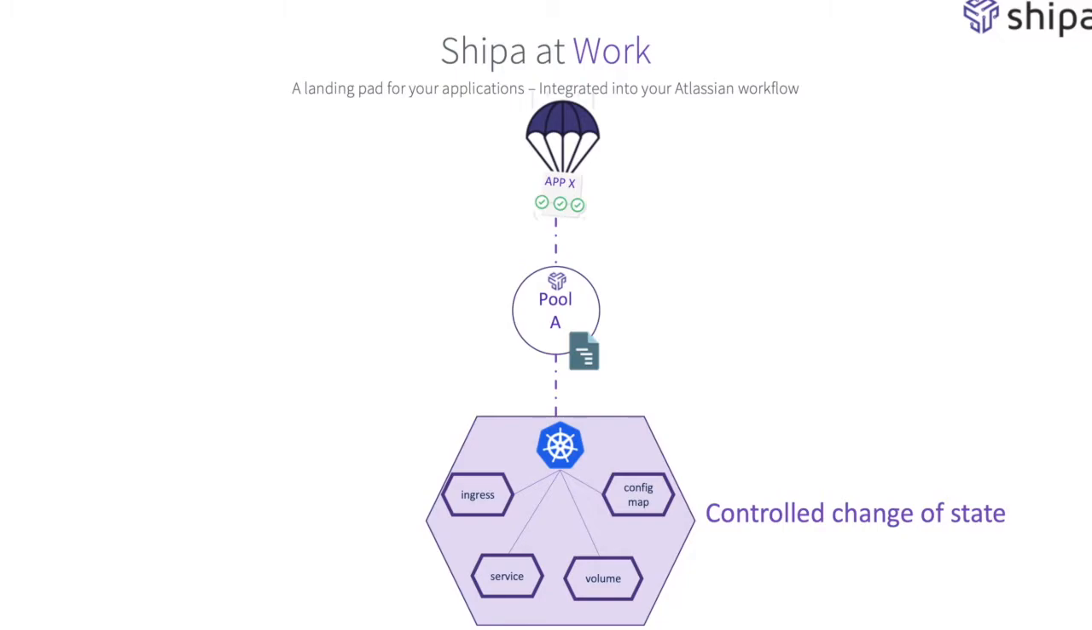So the goal with that is, I'm going to show how developer productivity can be hugely increased through the integration between Shipa and Atlassian tools, and how you can deliver directly to your multiple clusters across multiple providers using Atlassian tools, Shipa, and Kubernetes. Let's see what we have here.